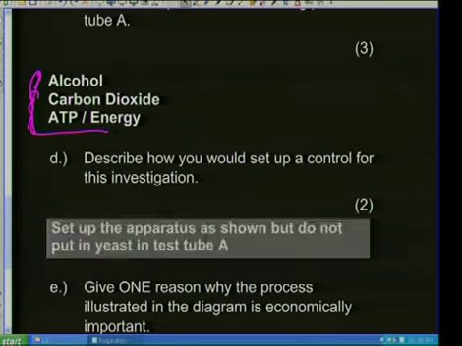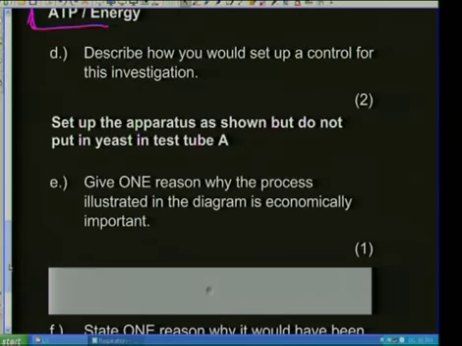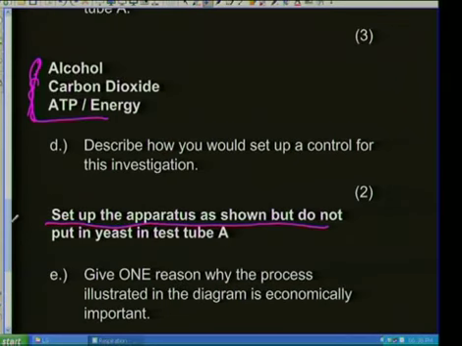A control is generally, you've got to set up apparatus that is similar to what you've set up, but you leave out that which you're testing for. Everything else must be the same. Then it's a control. Okay? So how would you do it here? I've already given you the first part of the answer, and that is set up the apparatus as shown, but do not put yeast in test tube A.